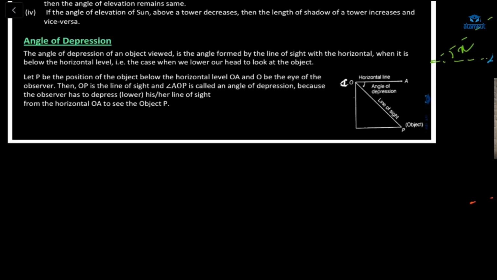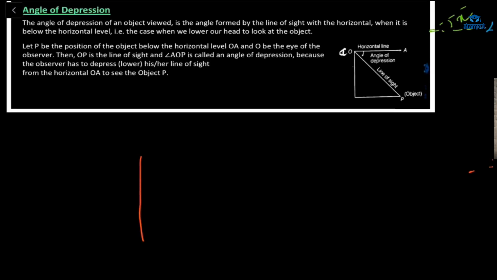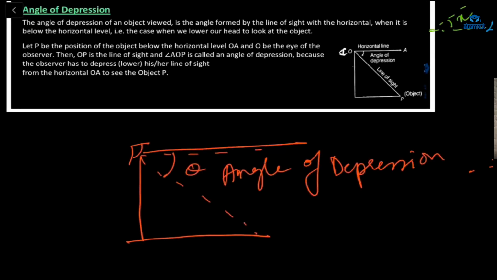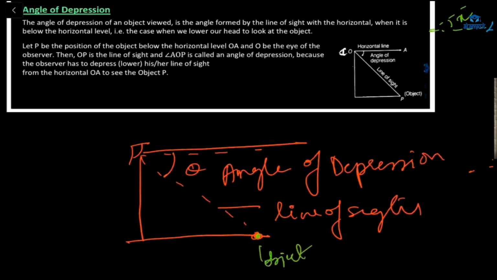For example, if this is a tower, or in fact this is a building, and you are standing here, then this angle will be the angle of depression. And this is your line of sight, because you are watching here. This is your object. So the line between the eyes and the object that you are observing is the line of sight.